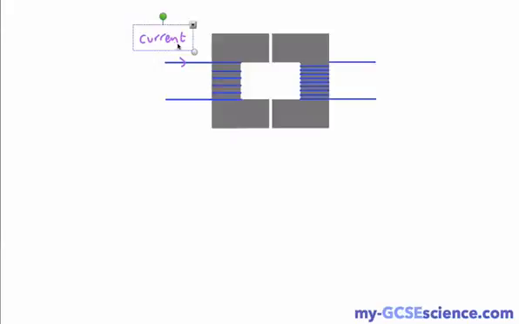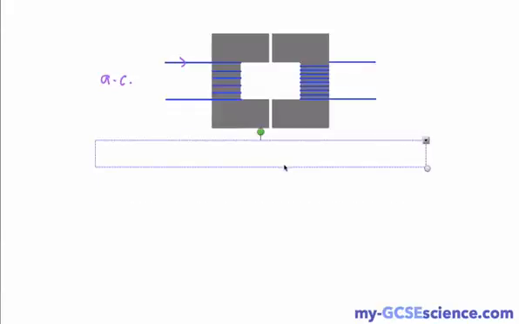What we actually have is the current that changes direction by itself, and we call that alternating current, abbreviated to AC. Alternating current changes direction by itself, so that means the electromagnetic field is also going to keep changing direction, and you should be able to use this idea to explain how transformers work. So if we were to try and put that into words, it might go a little something like this.